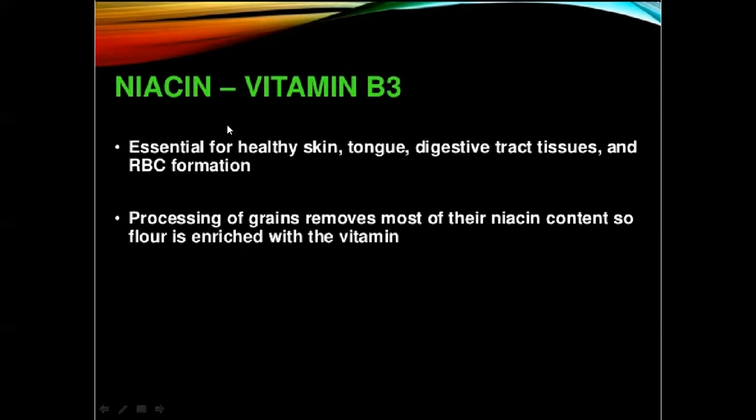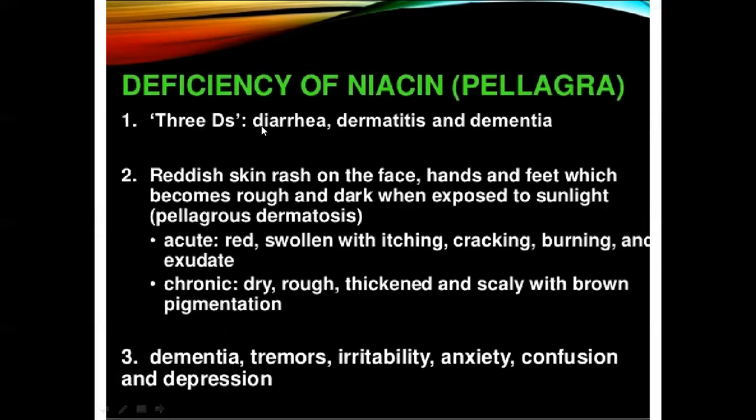Deficiency of niacin is called pellagra. The 3 Ds: diarrhea, dermatitis, and dementia. It's a question in examinations. Deficiency of niacin: 3 Ds, diarrhea, dermatitis, and dementia. Reddish skin rashes on the face, hands and feet which become rough and dark when exposed to sunlight. Pellagra dermatosis: acute, red, swollen and itching, cracking, burning, and exudate. Chronic, dry, rough, thickened, and scaly with brown pigmentation. And third is dementia: tremors, irritability, anxiety, confusion, and depression.